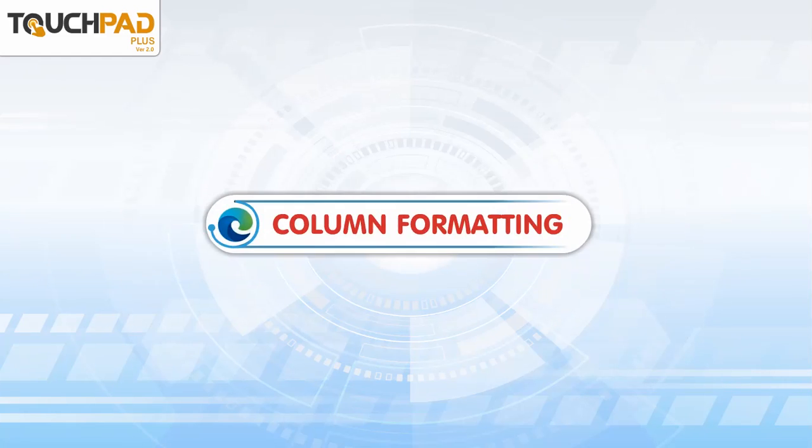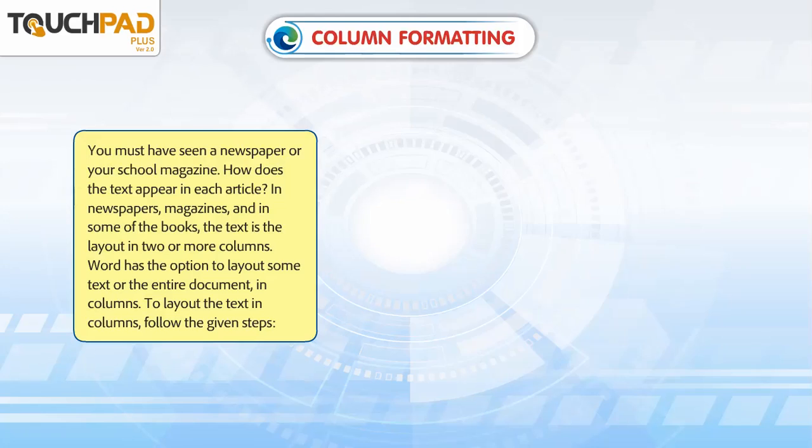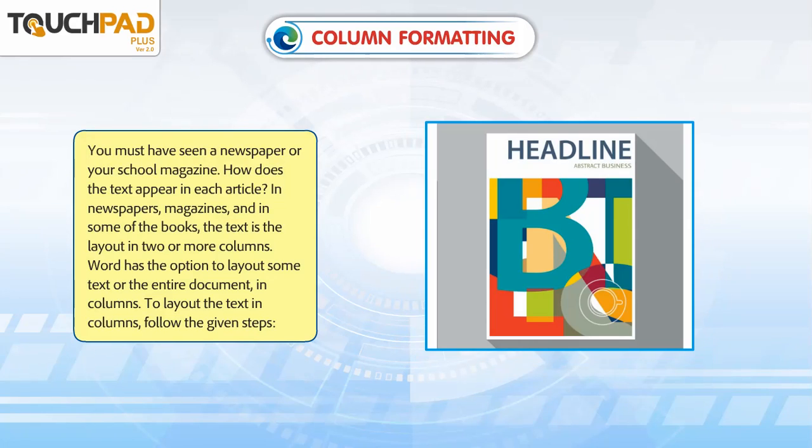Column formatting. You must have seen a newspaper or your school magazine. How does the text appear in each article? In newspapers, magazines, and in some of the books, the text is laid out in 2 or more columns.